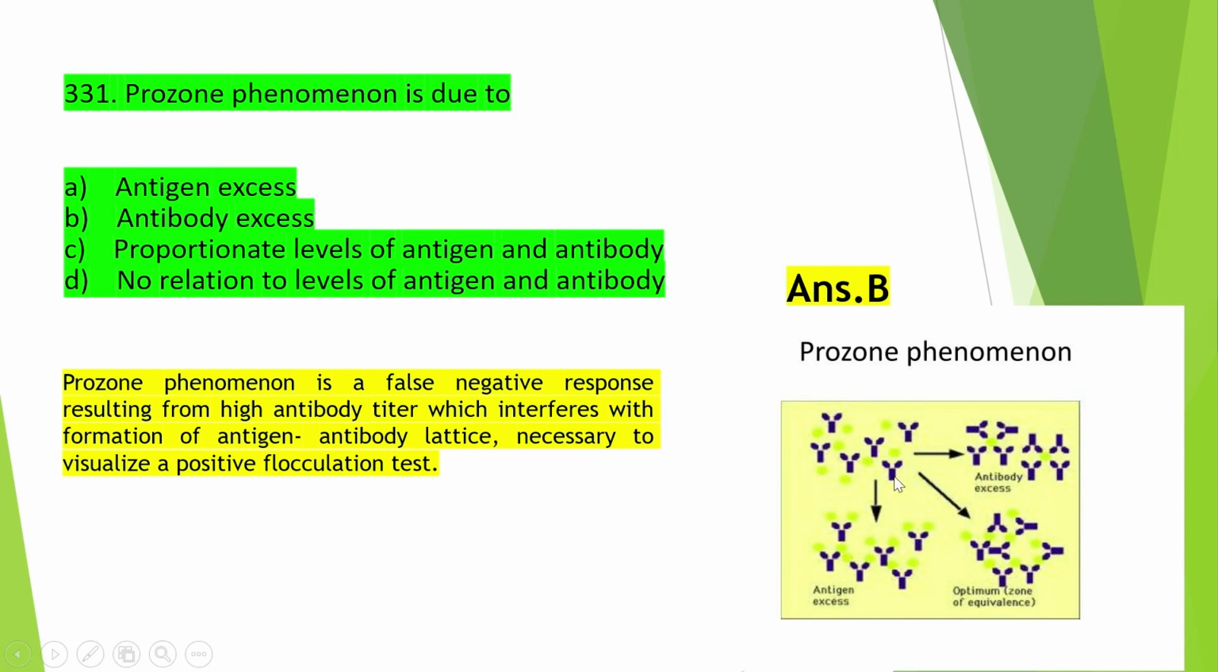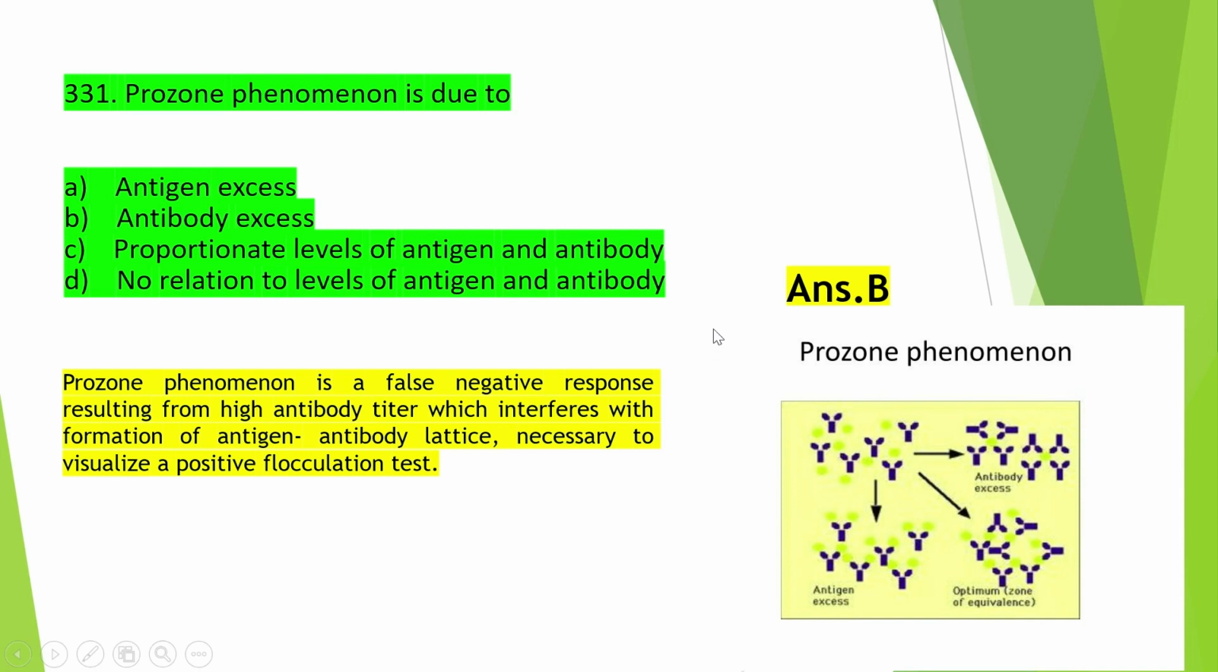So here, if the antibody is in excess, no lattice structure will form in the antigen-antibody flocculation test. So that is the false negative response due to the prozone phenomenon, where antibody is in excess.